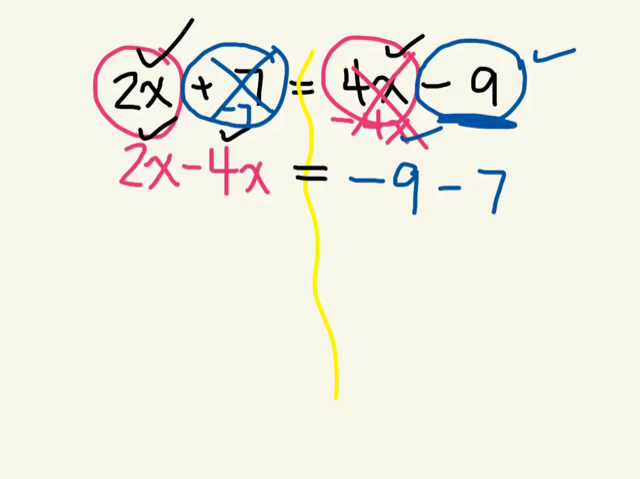Now that we have our variable terms on the left side and my constant terms on the right side, I can combine them. I can simplify this. Okay, so I want you to simplify it. So 2x take away 4x is negative 2x, and negative 9 take away 7 is negative 16. Am I done? Have I solved this equation?